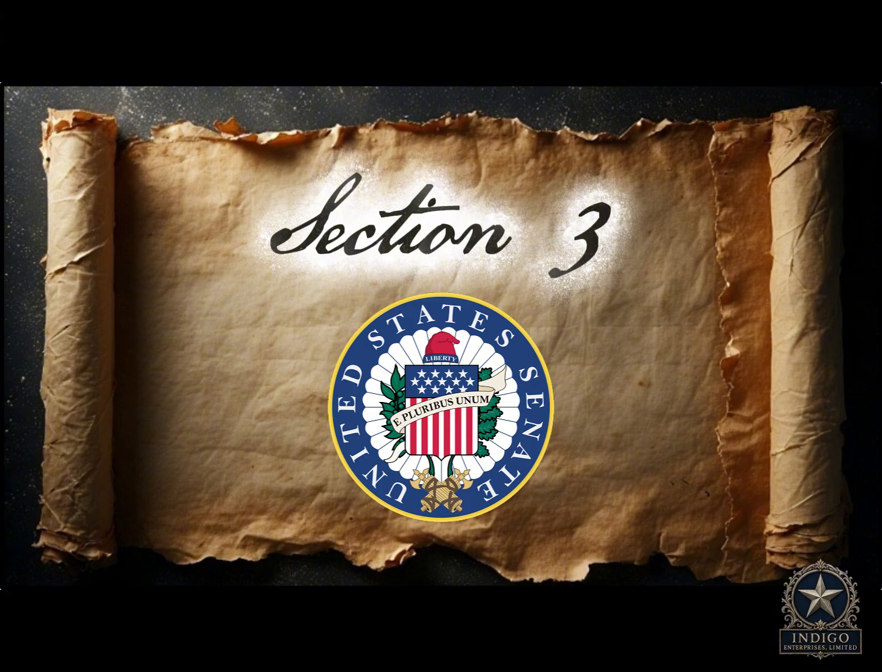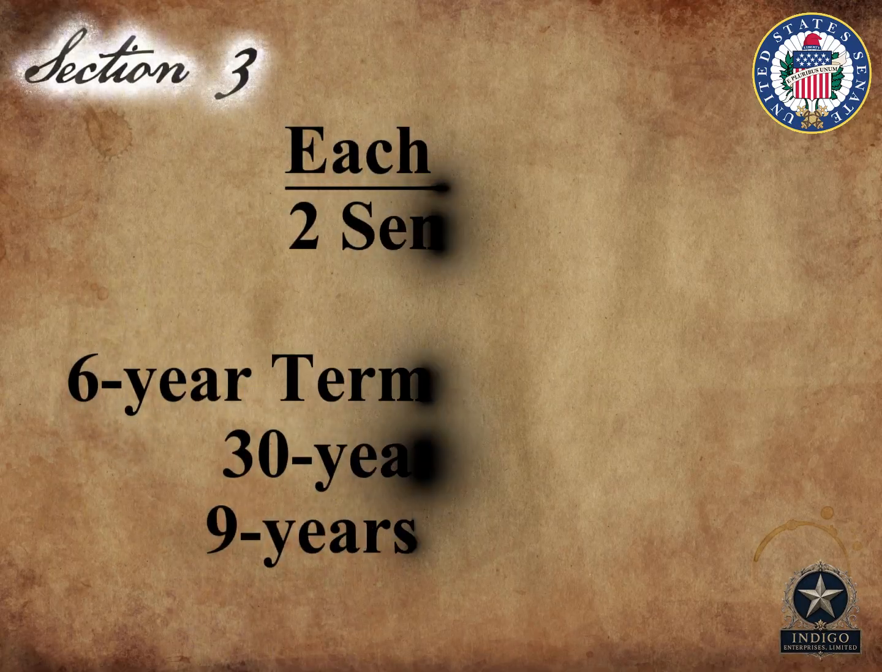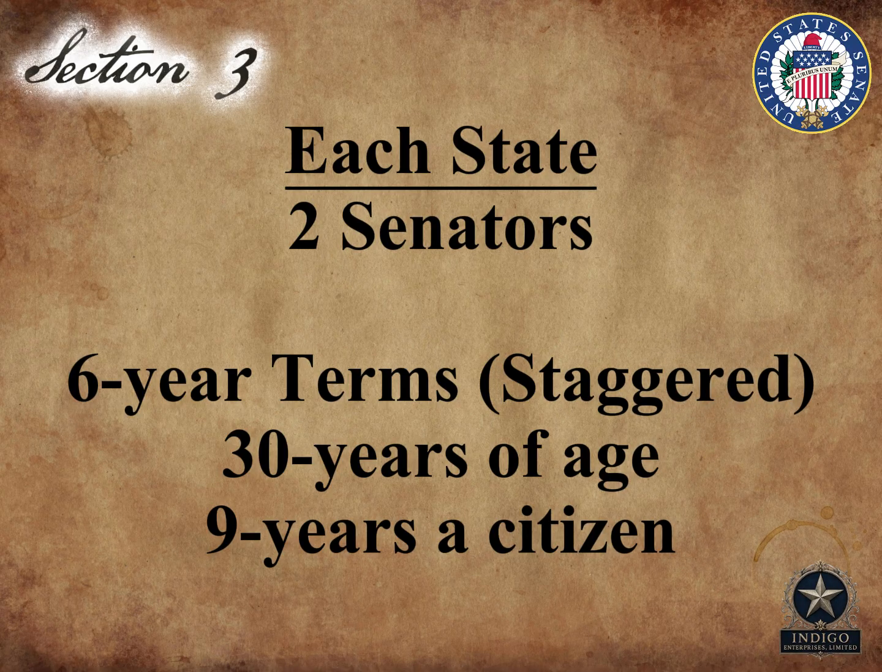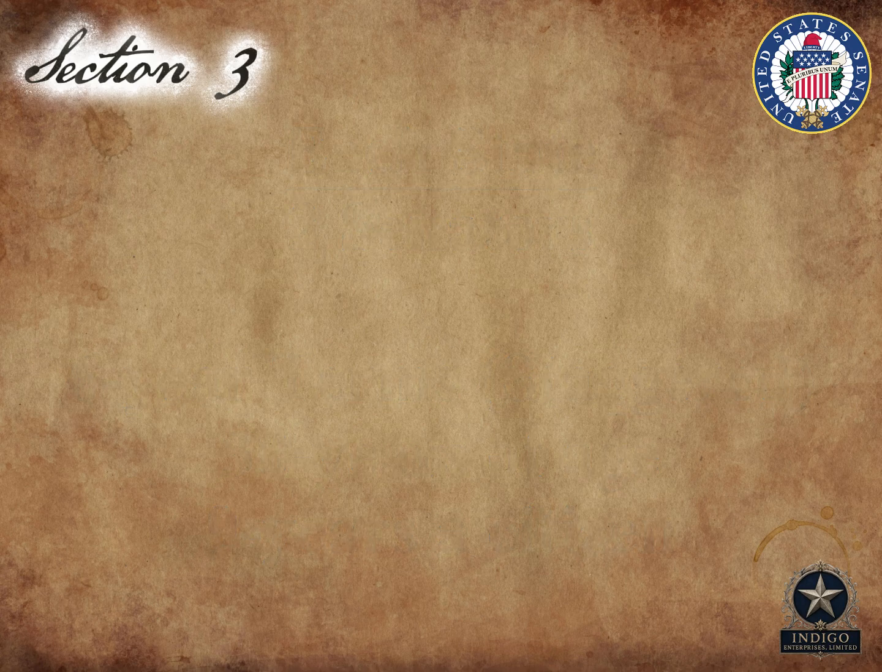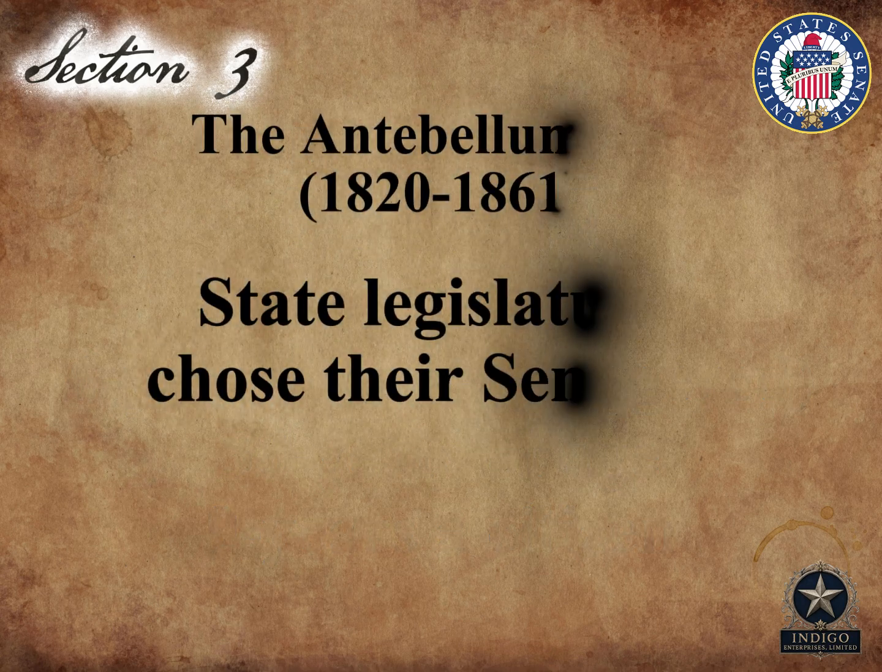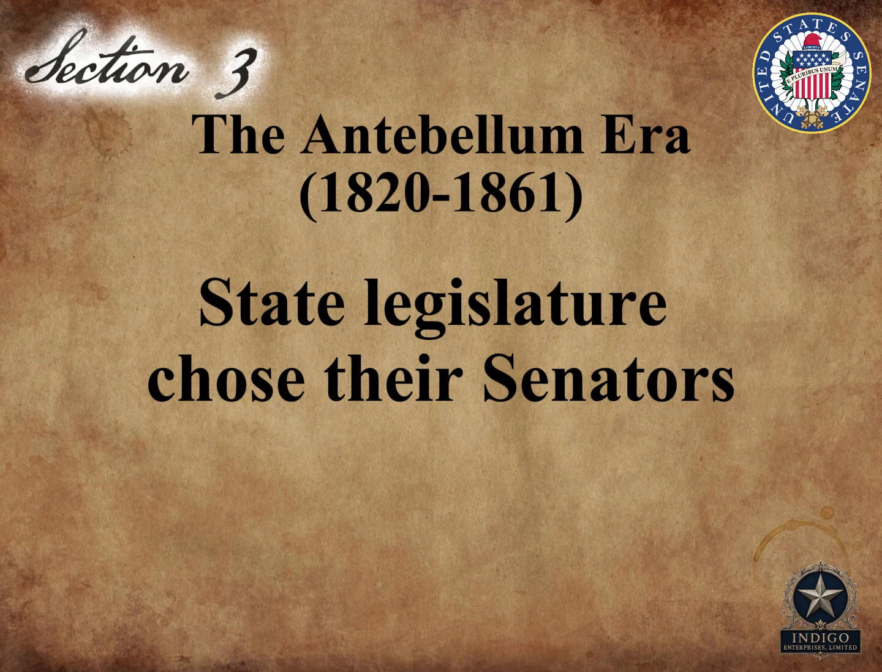Section 3, the Senate. Each state has 2 senators. Each of these senators serves 6-year terms. The terms are staggered in order to make sure that they have overlapping information and service. A senator must be at least 30 and a citizen for 9 years. A historical note, in the antebellum era, state legislatures actually chose the senators instead of them being elected by we the people.